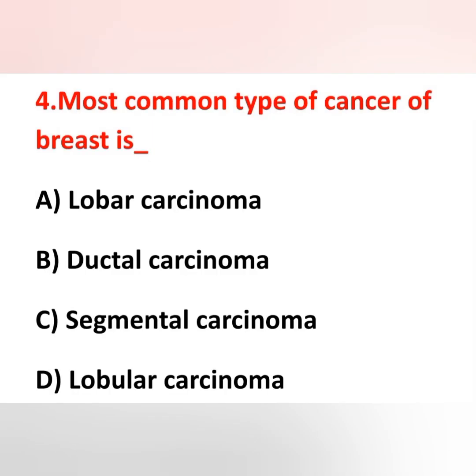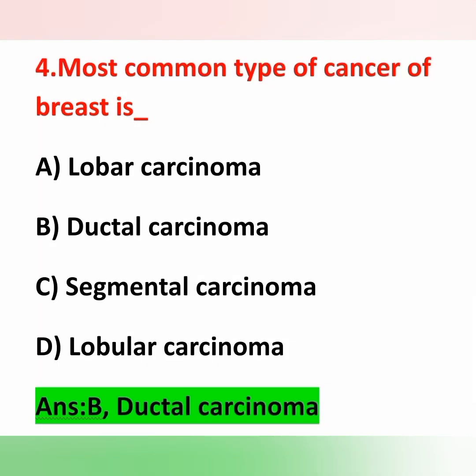Question number 4. Most common type of cancer of the breast is. Options are option A, lobar carcinoma, option B, ductal carcinoma, option C, segmental carcinoma, option D, lobular carcinoma. Question is, most common type of cancer of breast is ductal carcinoma. Option B is the correct answer. About 70 to 80% of breast cancer is ductal carcinoma. Option B is the correct answer.